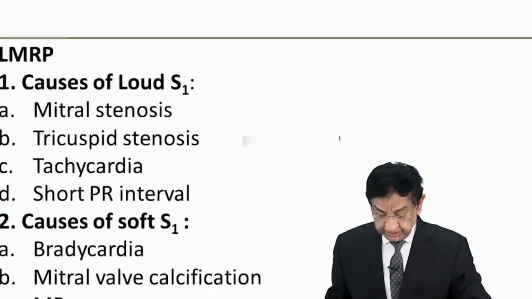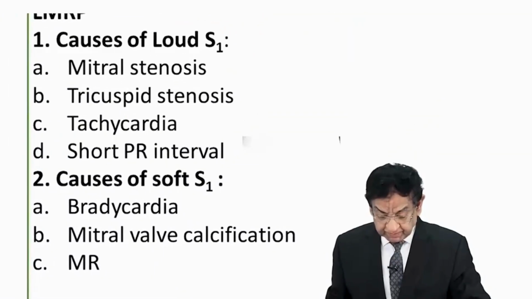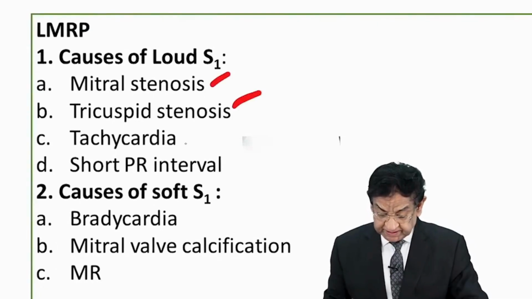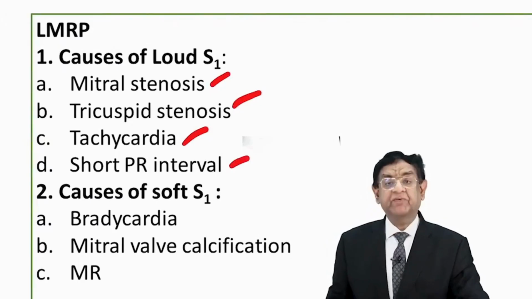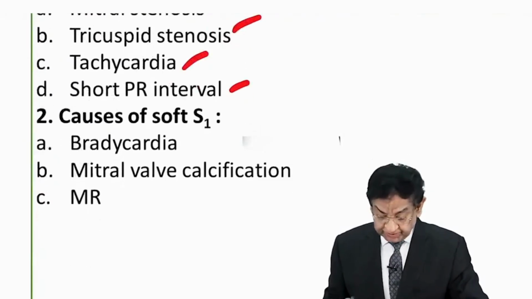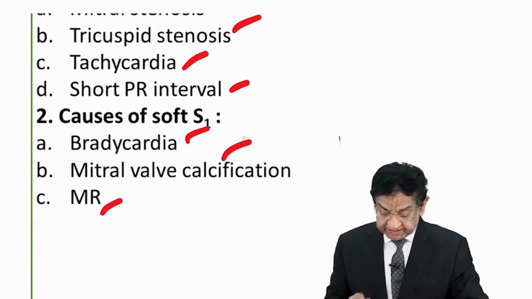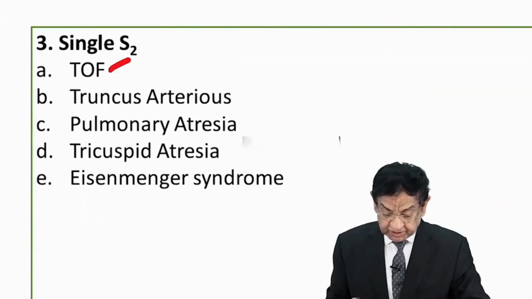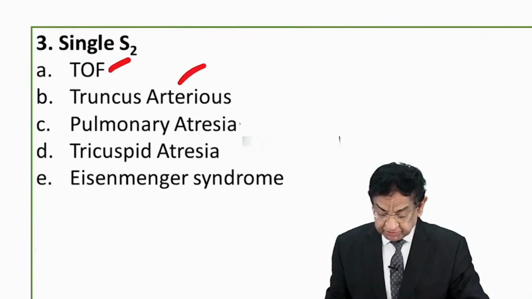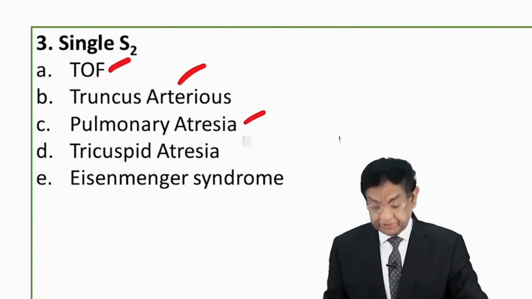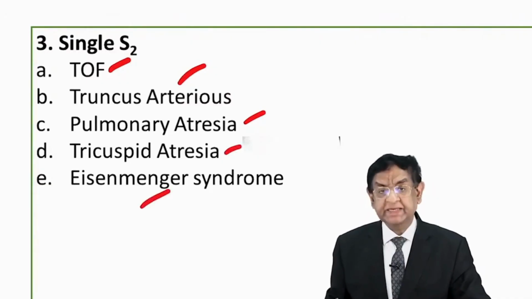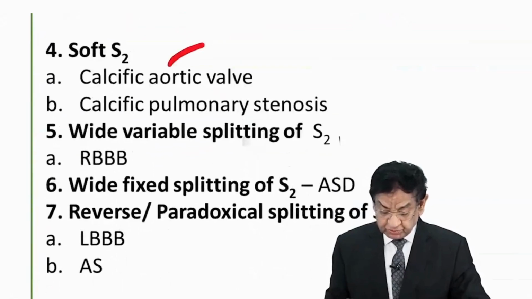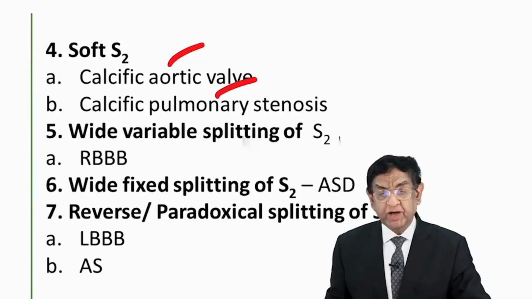A quick recap about heart sounds. Loud S1 is seen in MS, TS, tachycardia and short PR interval. Soft S1: bradycardia, mitral valve calcification and MR. Single S2: tetralogy of Fallot, truncus arteriosus, pulmonary atresia, tricuspid atresia and Eisenmenger syndrome. Soft S2: aortic and pulmonary valve calcification.